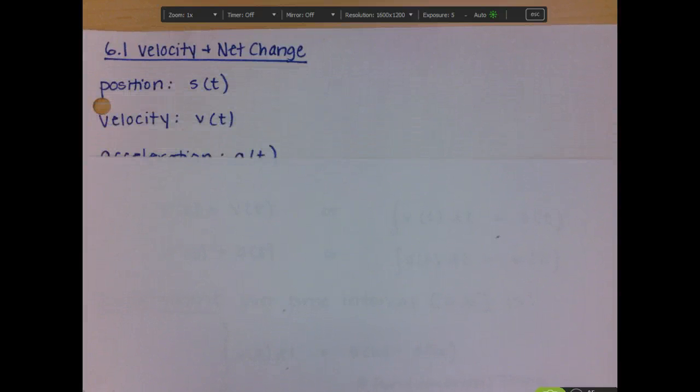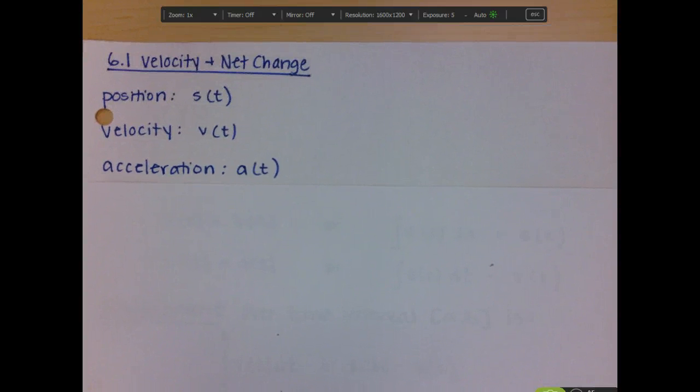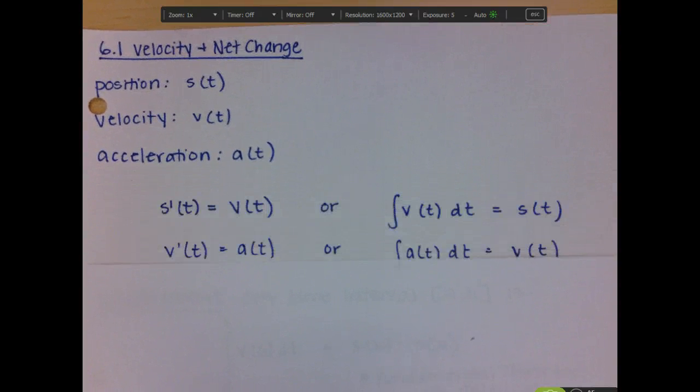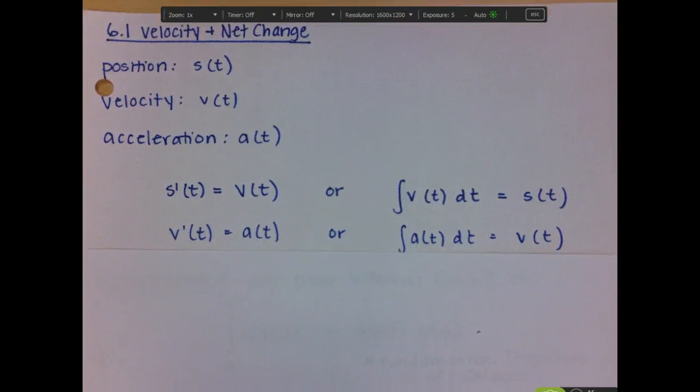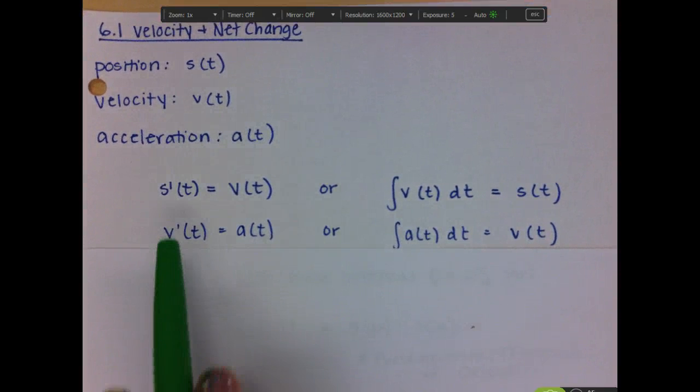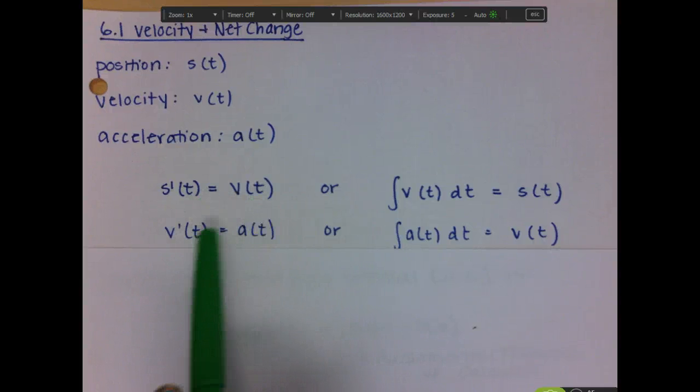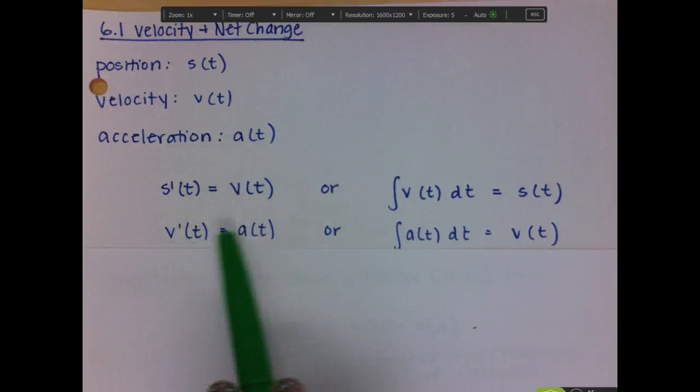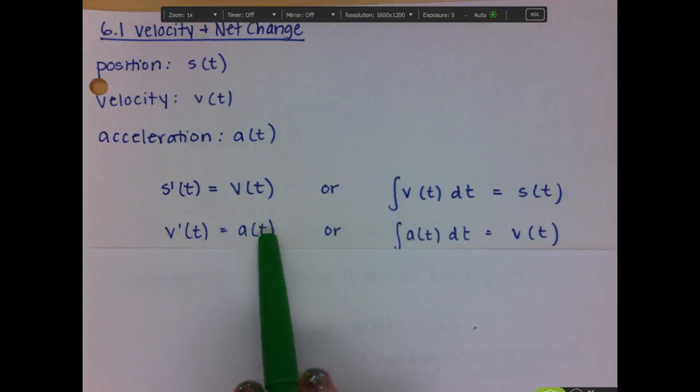So a couple of key things that were shown in this section. We have some notation that is a reminder from Calc 1 of position, velocity, and acceleration. And we also have the relationship between those three things. So if we take the derivative of the position function, we do get velocity. And if we take the derivative of velocity, we do get acceleration.